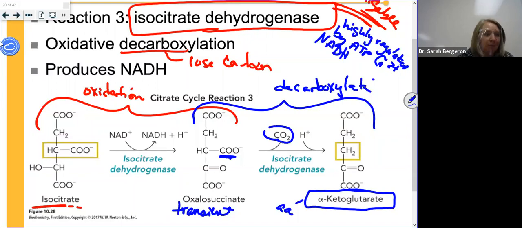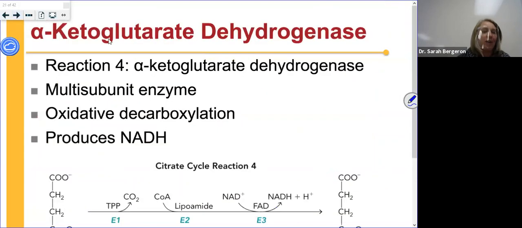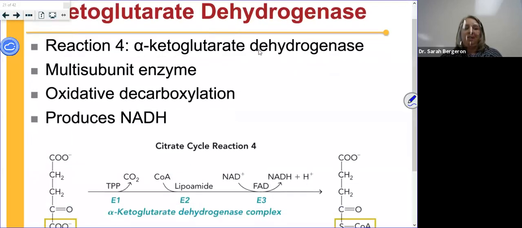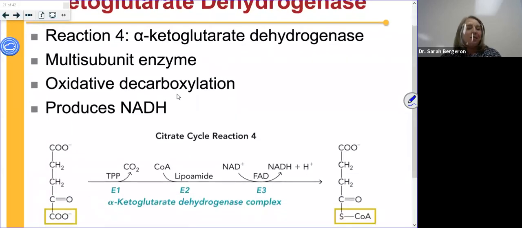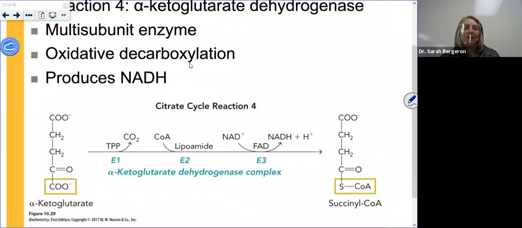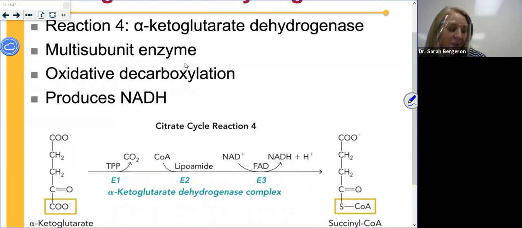Okay. So let's talk about the next one. Now we have alpha ketoglutarate. We are going to undergo a dehydrogenase reaction. Remember how we said there was E1, E2 in pyruvate dehydrogenase? It's the same thing. It's a multi-subunit enzyme and it undergoes oxidative decarboxylation. Same thing. Produces NADH. So this one is also irreversible.